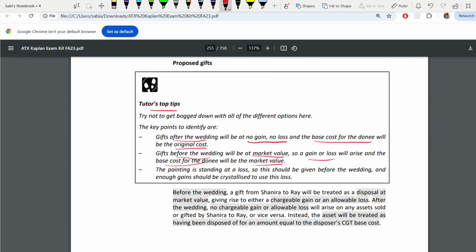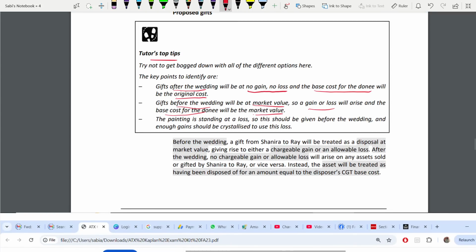Okay. So now, that's what you have to talk about here first. First, you have to start with before the wedding, what is the situation, and after the wedding, what will be the situation. Then we'll talk about the painting and the shares.